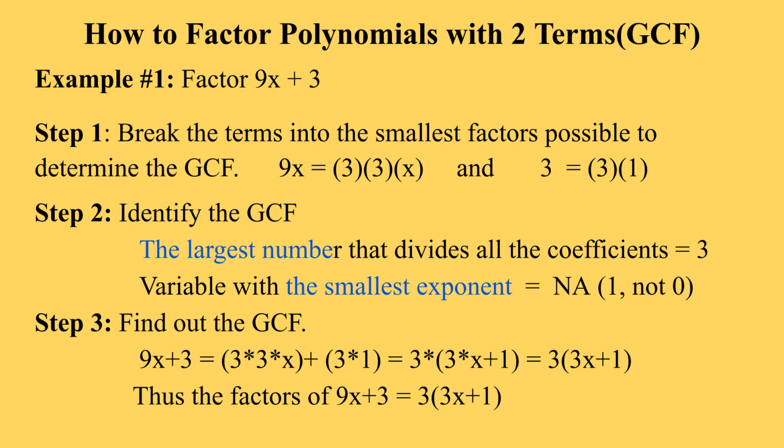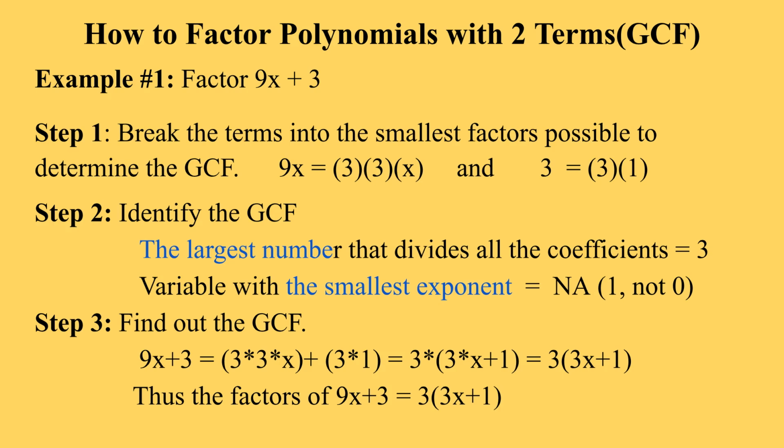First, we take 9x plus 3. This polynomial has 2 terms. The first term is 9x, and the second term is 3. First of all, we break the terms into smallest factors. 9x we write as 3 times 3 times x, and 3 we can write as 3 times 1.